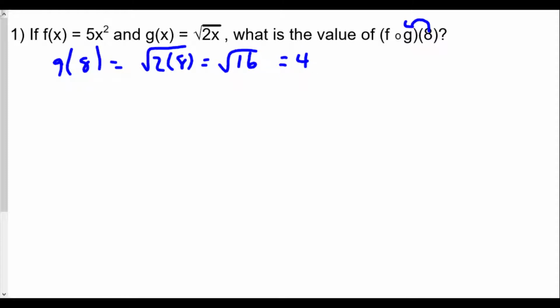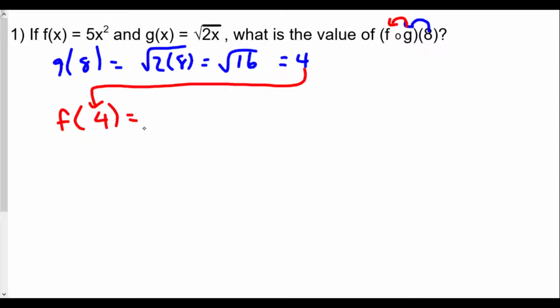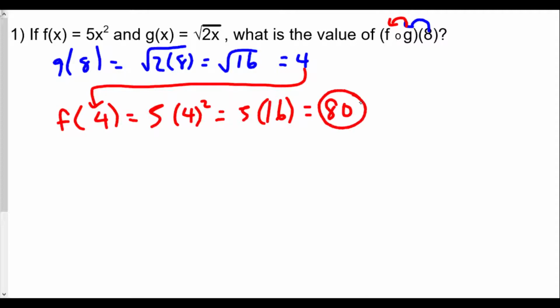Now, once we find g of 8, that result will be plugged into the function f. So now we'll take f of this value of 4, of which in this case, since f of x is 5x squared, we'll have 5 times 4 squared, which is 5 times 16 because we square the 4 first and then multiply. And 5 times 16 is going to be 80. So that's our answer.